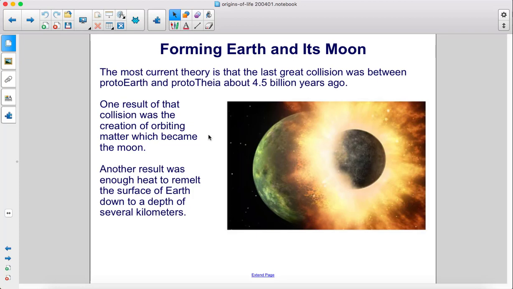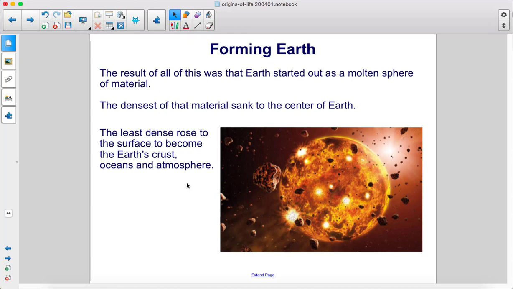Another result was enough heat to remelt the surface of Earth down to a depth of several kilometers. The result of all of this was that Earth started out as a molten sphere of material. The densest of that material sank to the center of Earth. The least dense rose to the surface to become the Earth's crust, oceans, and atmosphere.